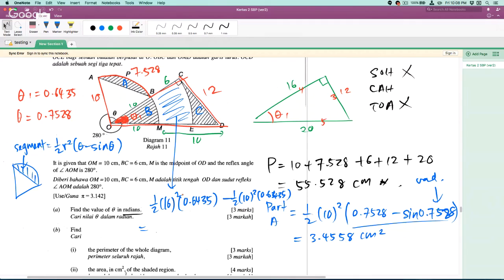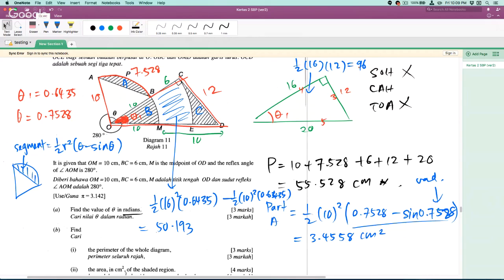And then multiply with the angle 0.6435 minus 1/2 multiply 10 square multiply 0.6435. Right, then I can get this area basically equals to 50.193. Then I just find the area of triangle. Area of triangle is half multiply 16 multiply 12. So it's just 96, isn't it? 16 times 12 divided 2.